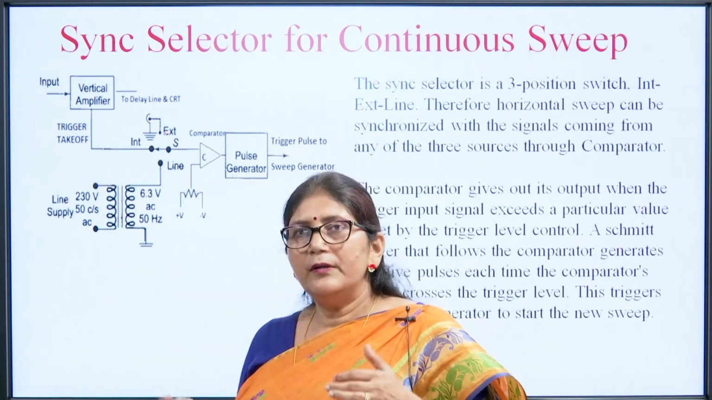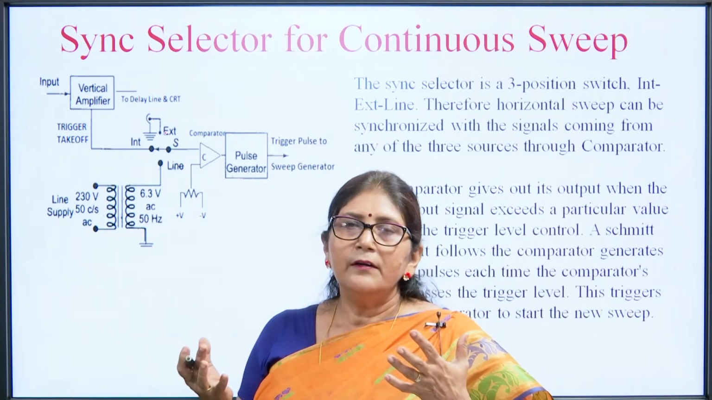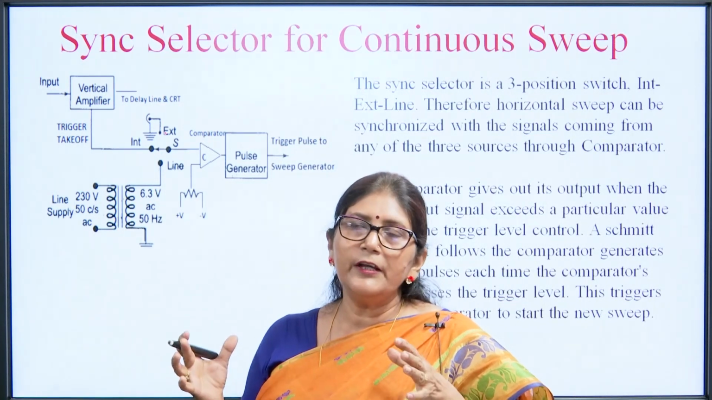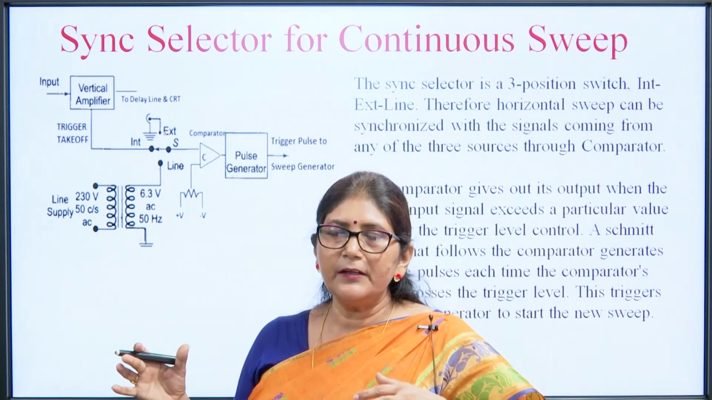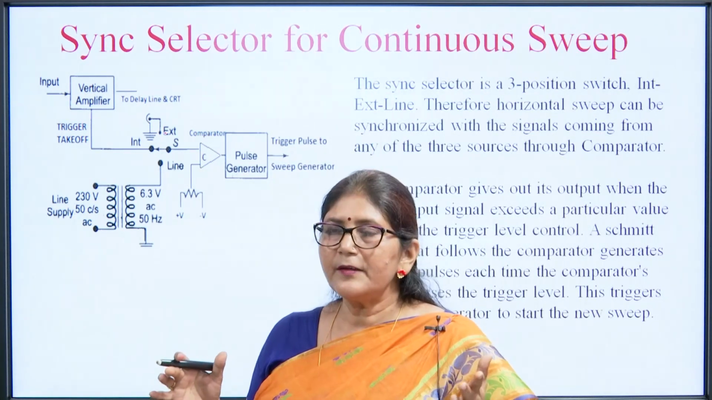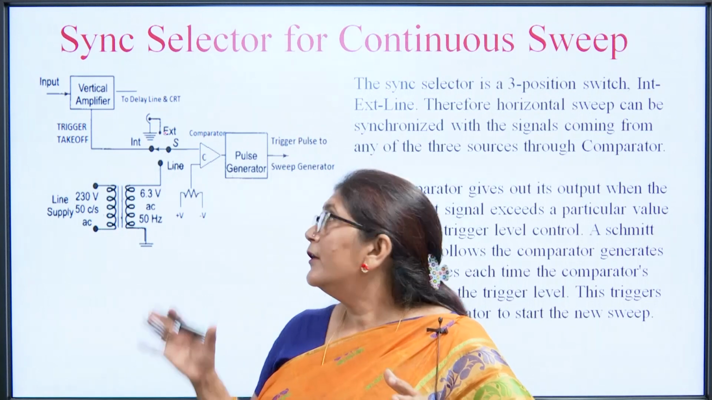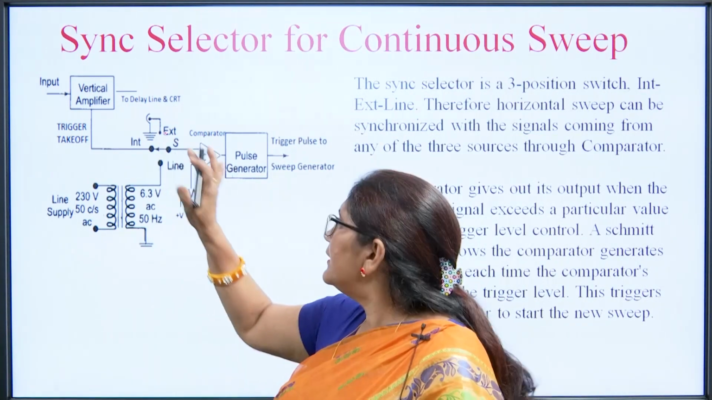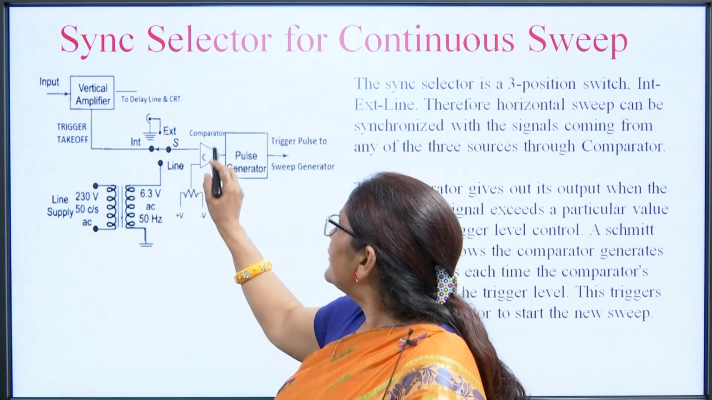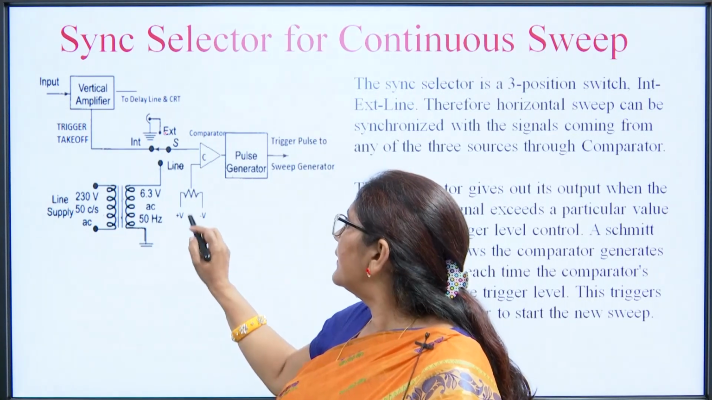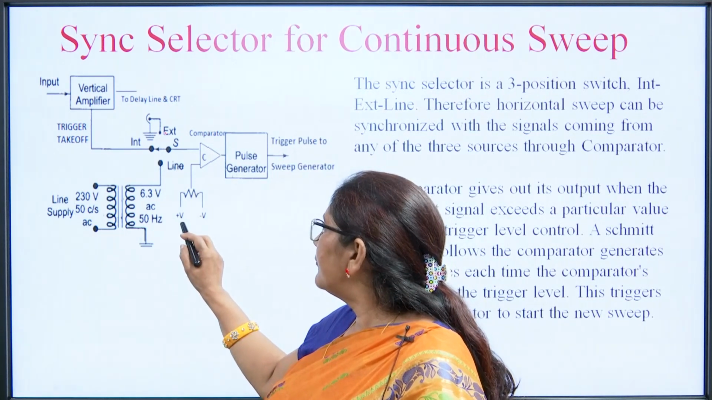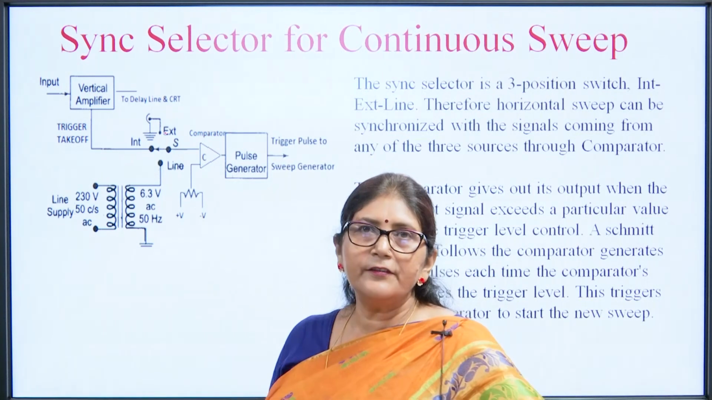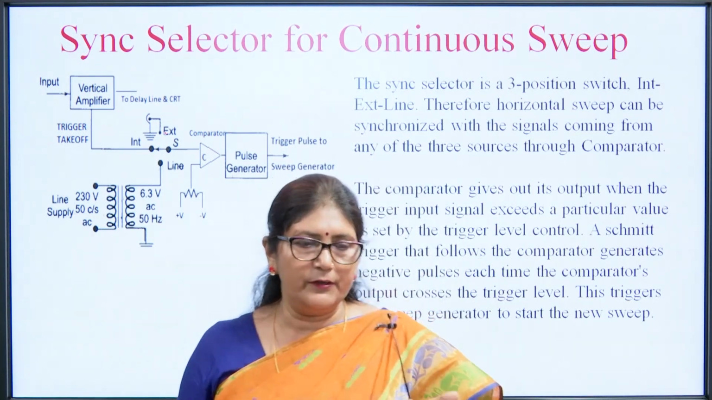Suppose we want to measure the phase difference between two signals. Then one signal is applied at the vertical deflection plate and another signal is applied at the horizontal deflection plate. At that time we keep the selector at the external position and the external signal is applied here. Then it is fed to the comparator. There is a voltage division circuit, and the comparator compares whether the external input is higher than the reference or not.